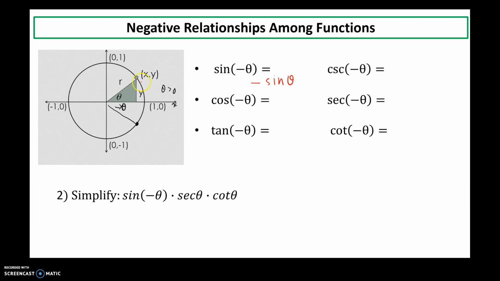For the cosine function, if I take my angle and rotate it in the clockwise direction and I get negative theta, well, in the fourth quadrant, cosine is positive. So this would be equivalent to cosine of theta. Likewise, tangent, if I rotate in the clockwise direction, tangent is also negative in the fourth quadrant. So this would be equivalent to the opposite of the tan function.